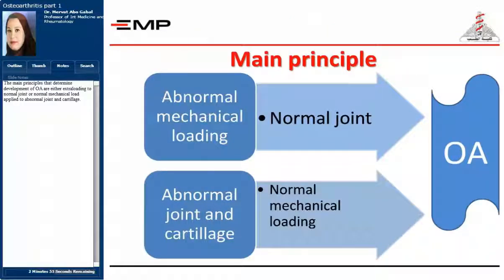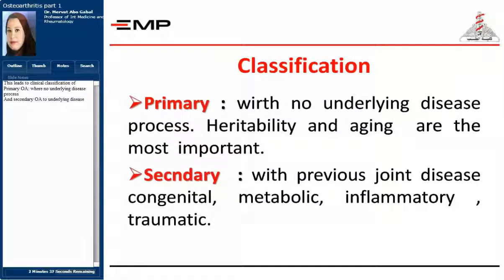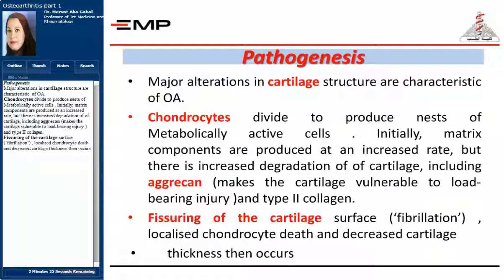The main principles that determine development of osteoarthritis are either extra loading to normal joint or normal mechanical load applied to abnormal joint and cartilage. Both produce osteoarthritis. This leads to the clinical classification of primary osteoarthritis, where there is no underlying disease process, and secondary osteoarthritis due to underlying disease. Regarding the pathogenesis of osteoarthritis, major alterations in cartilage structure are characteristic of osteoarthritis.